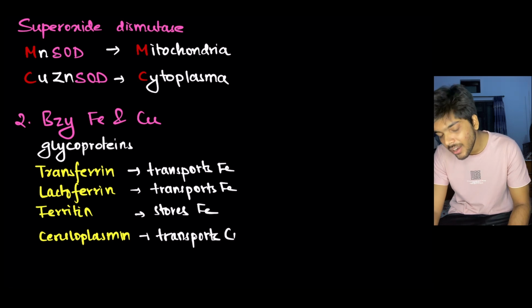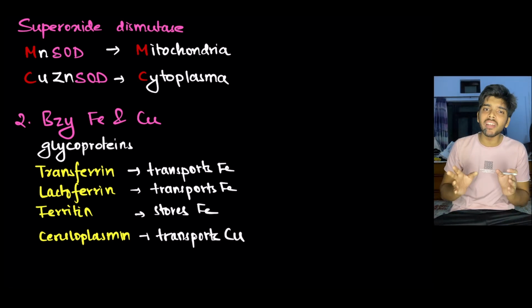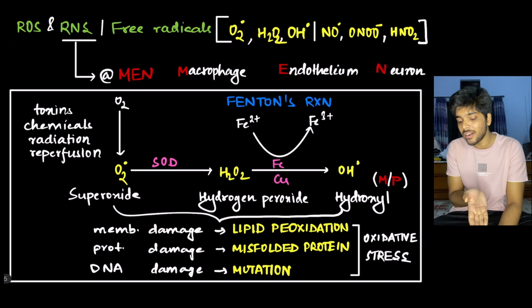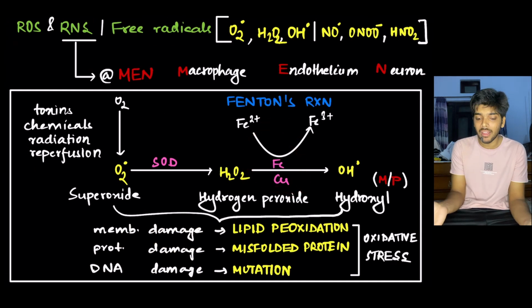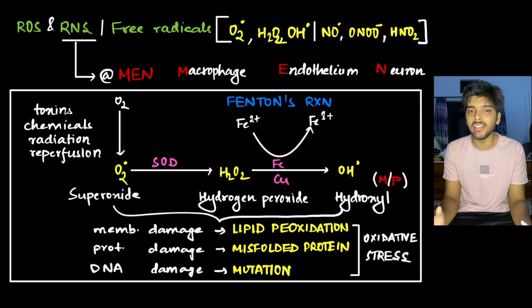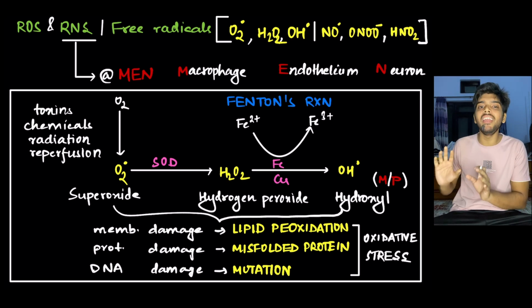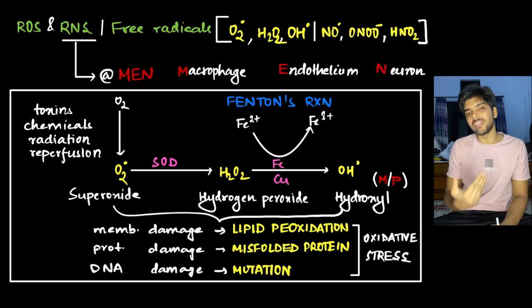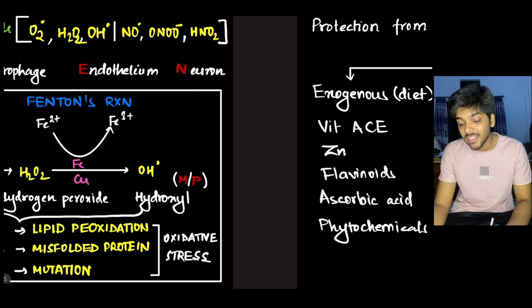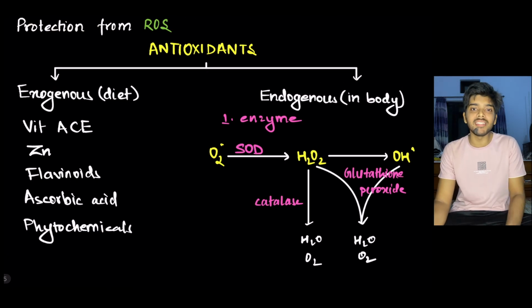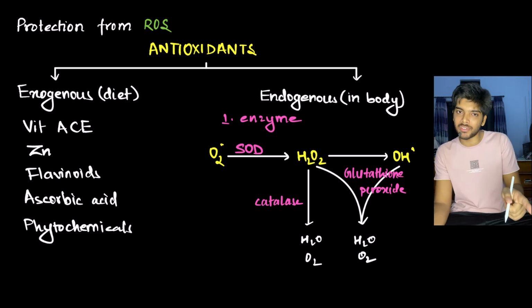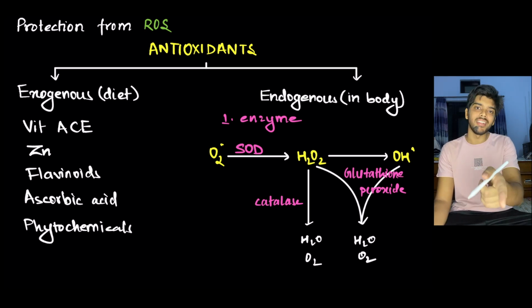So if iron and copper are busy getting transported and stored, obviously they are not going to go and take part in the reaction for the formation of free reactive oxygen species. In this way, we are preventing the involvement of iron and copper and in turn reducing the formation of reactive oxygen species. And this is how antioxidants help us prevent ourselves from injury by reactive oxygen species or free radical injury.